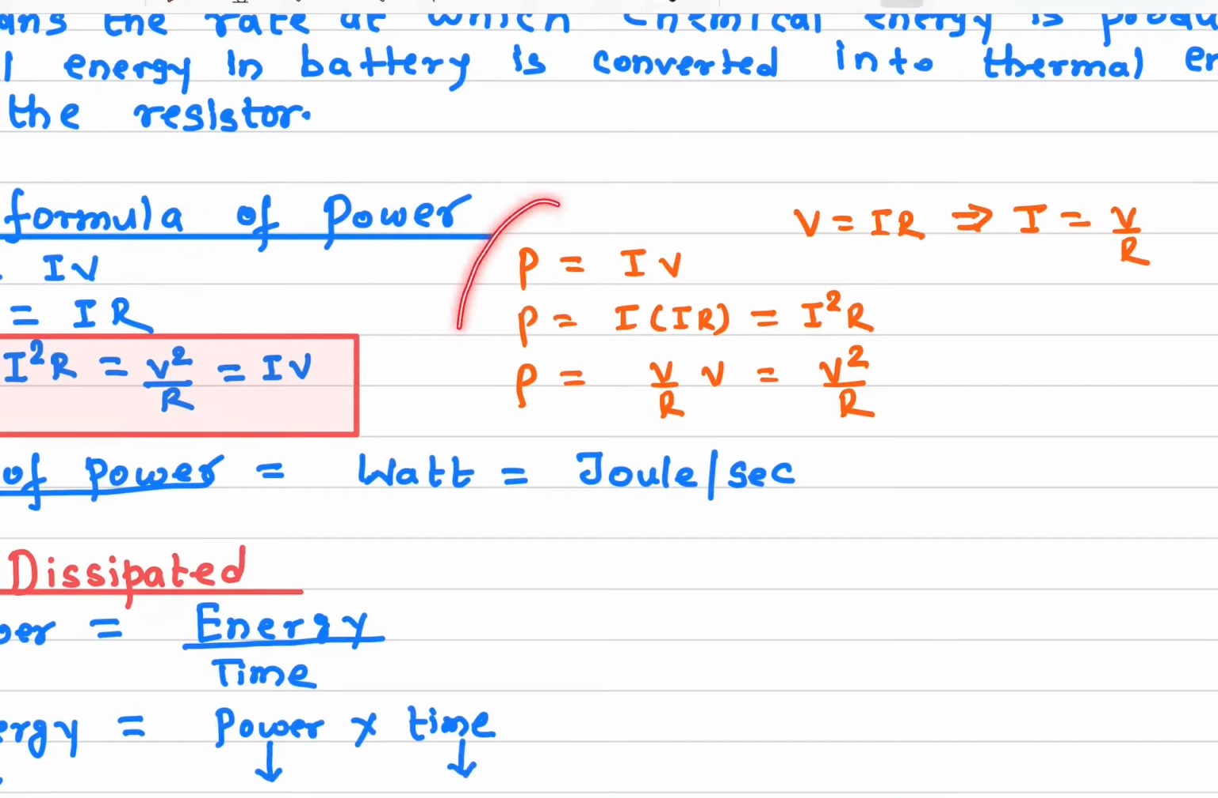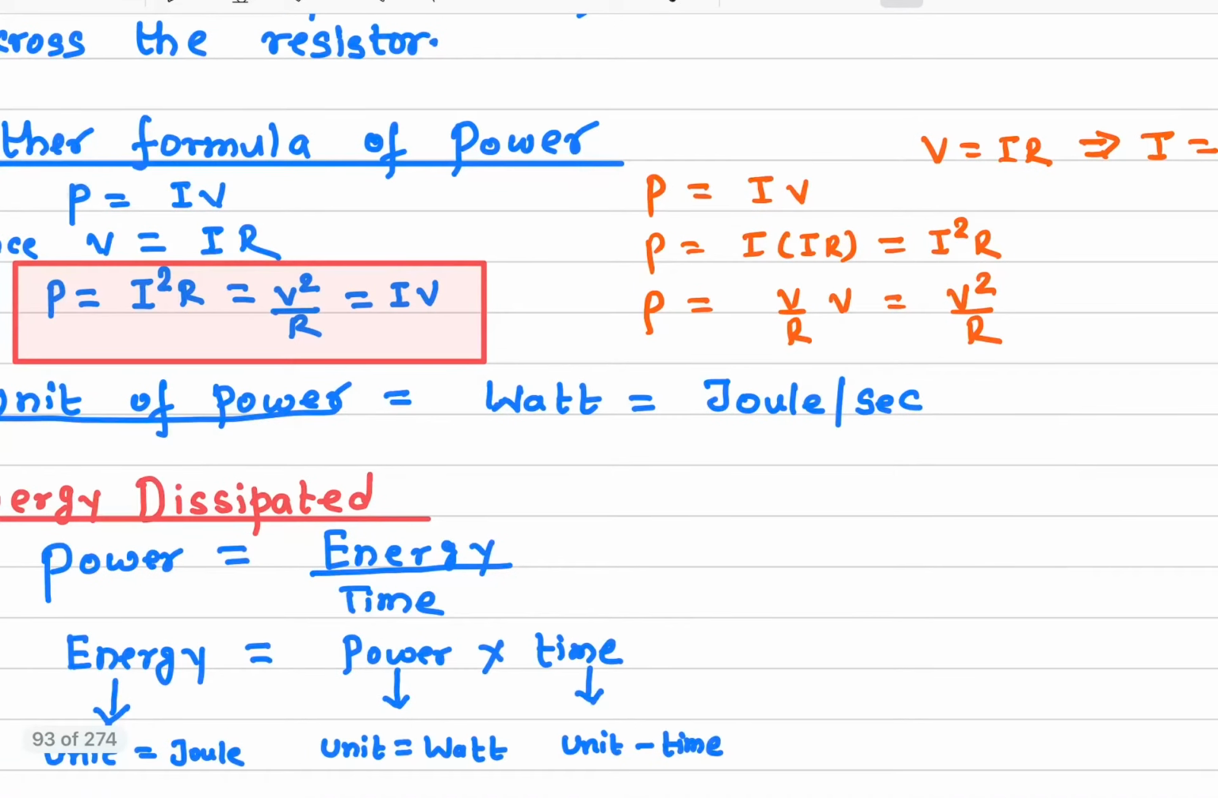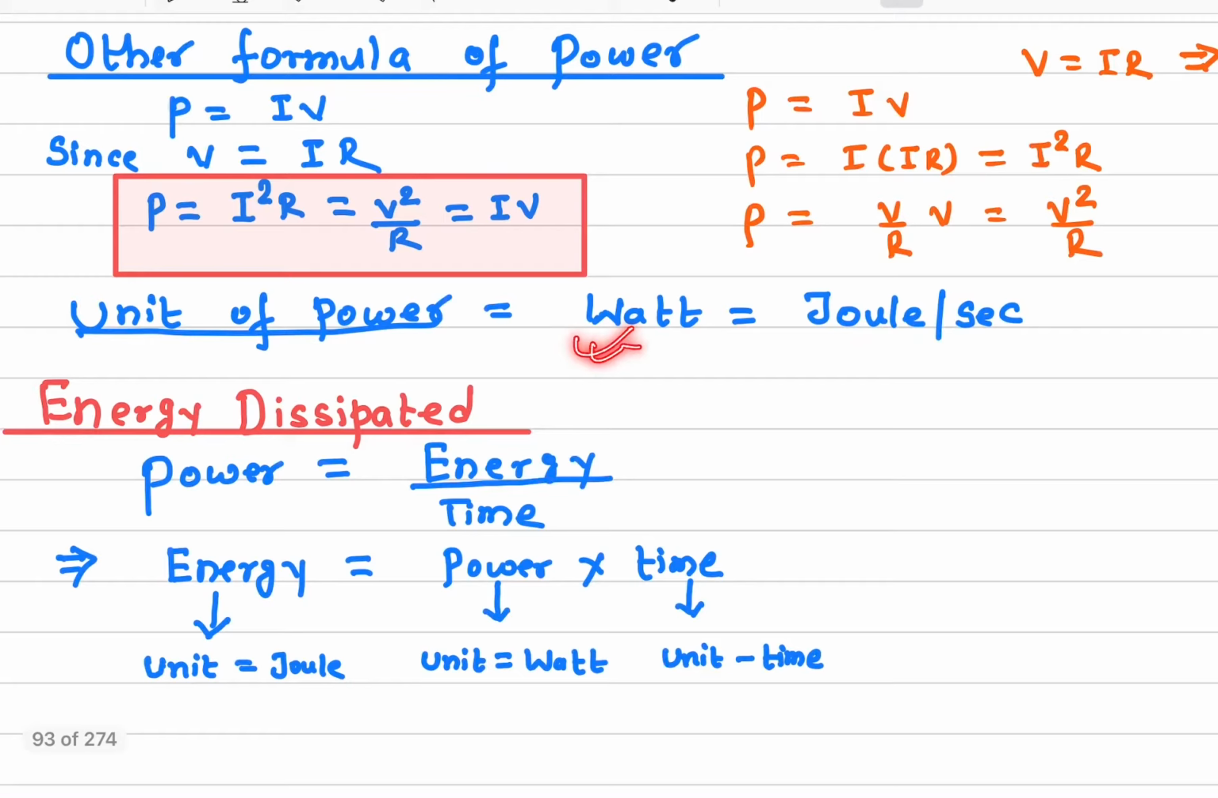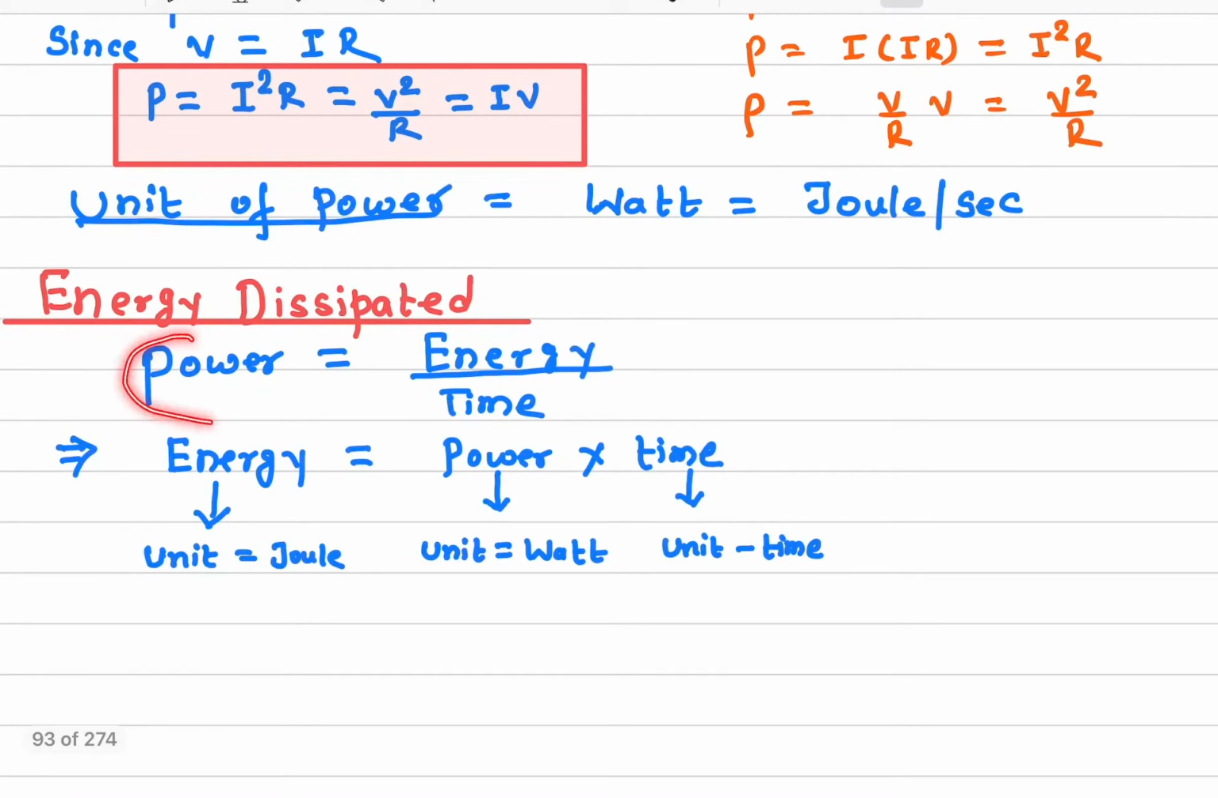So any formula can be used to calculate the power dissipated. Okay, and the unit of this power is watt, which we will also call joule per second. And if you have to calculate how much energy has been used, then you know that the power is basically the energy divided by the time. How much energy is dissipated in 1 second is the power. The energy per unit time is the power.